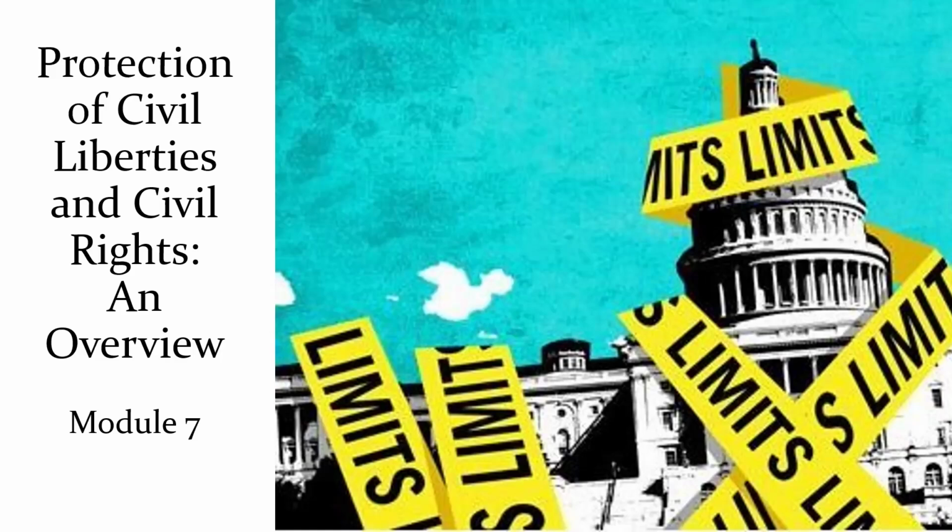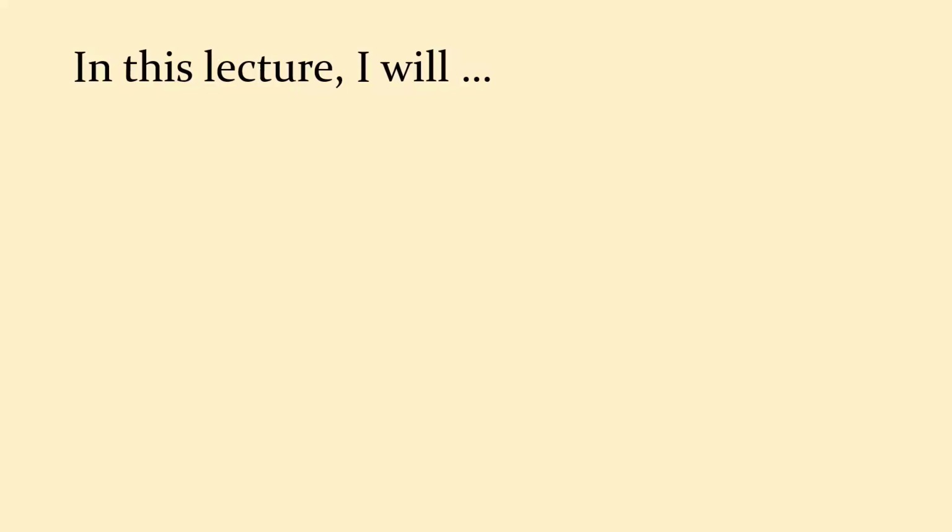This is a lecture on Module 7, Protection of Civil Liberties and Civil Rights, an overview. Module 7 provides a broad overview of the Constitution's protection of civil liberties and civil rights. Most of those rights and liberties will be covered in greater detail in subsequent modules. Module 7 just skims the surface.